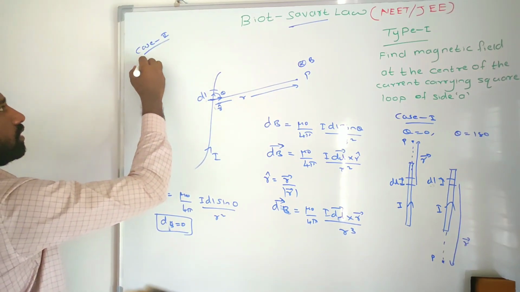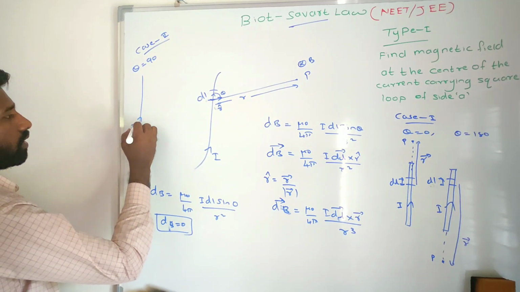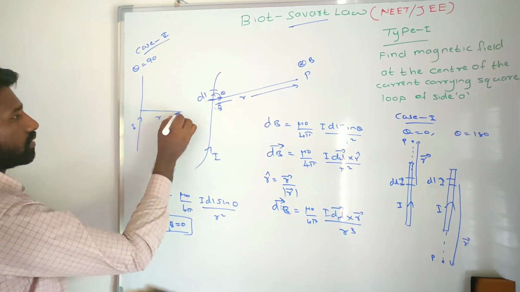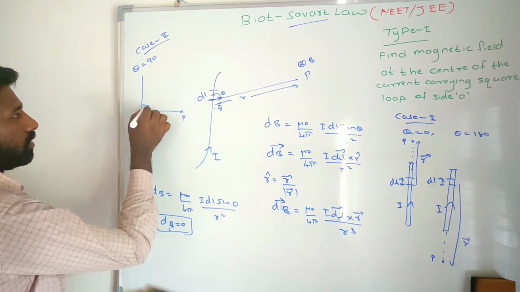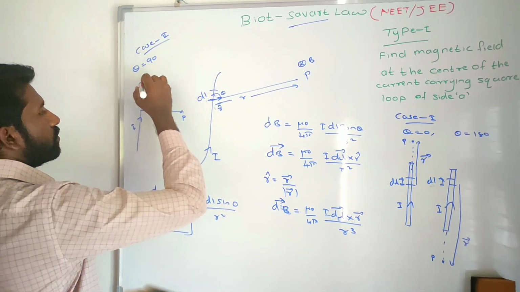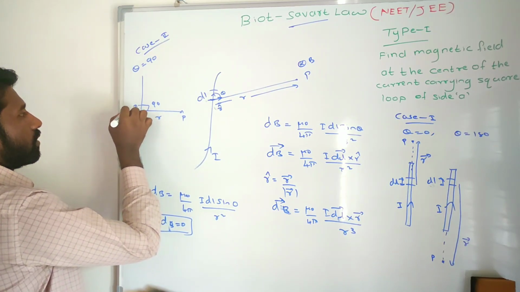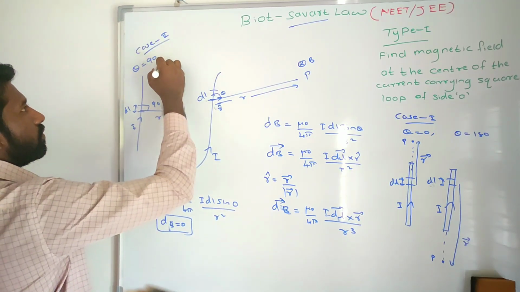Case 2. That is theta is equal to 90 degrees. When theta is equal to 90 degrees, for the current carrying conductor, this is the r distance and P is like this. That is, it makes an angle of 90 degrees. Okay, like this. So small current carrying conductor dl.